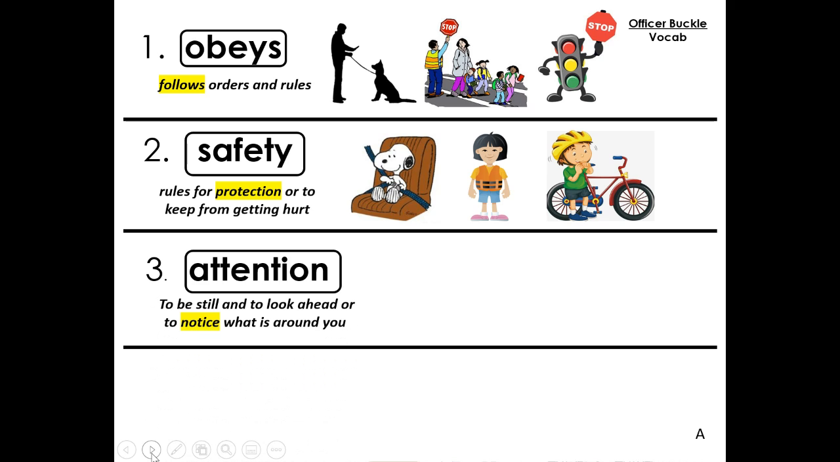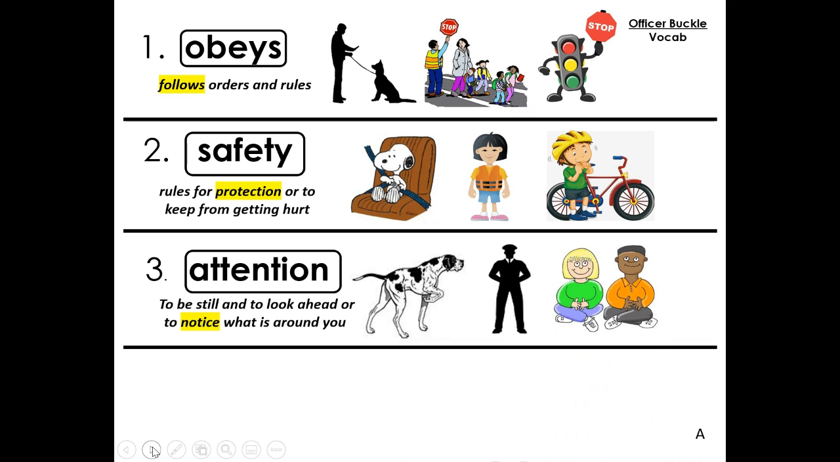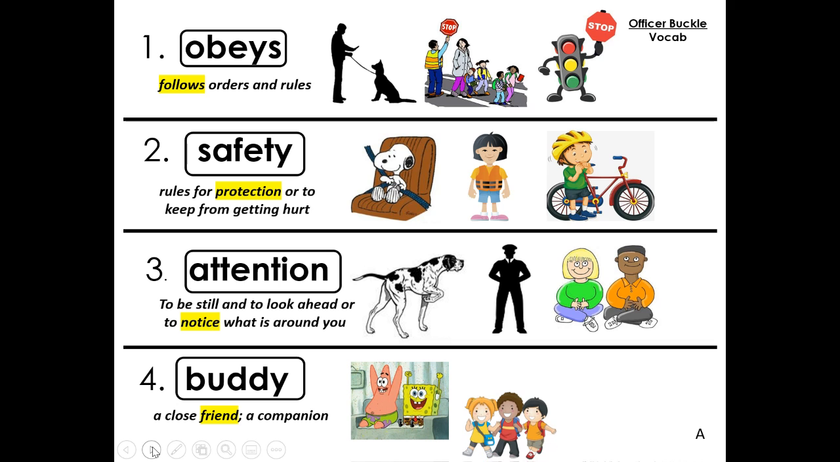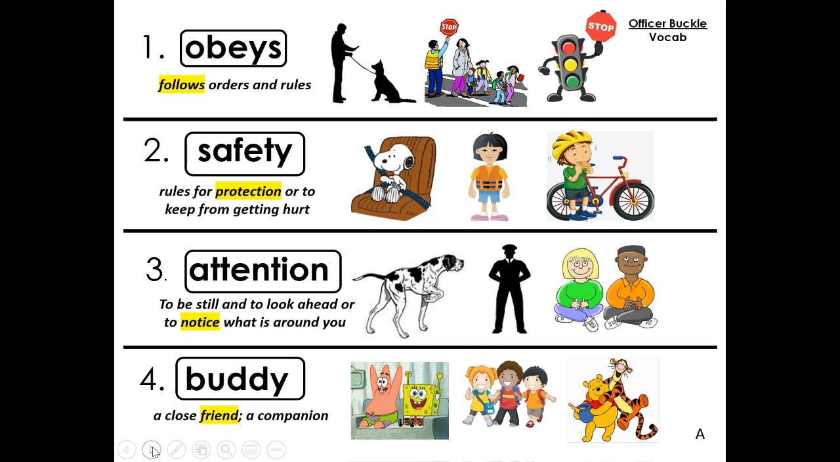Number 3, attention. What does attention mean? To be still and to look ahead or to notice what is around you. And I highlighted the word notice because it is a synonym or similar to the word attention. Number 4, buddy, a close friend, a companion. So another word for buddy is friend, and I highlighted that.